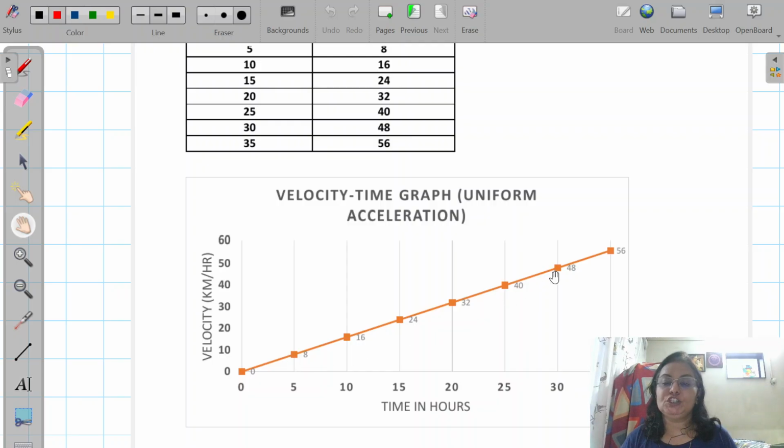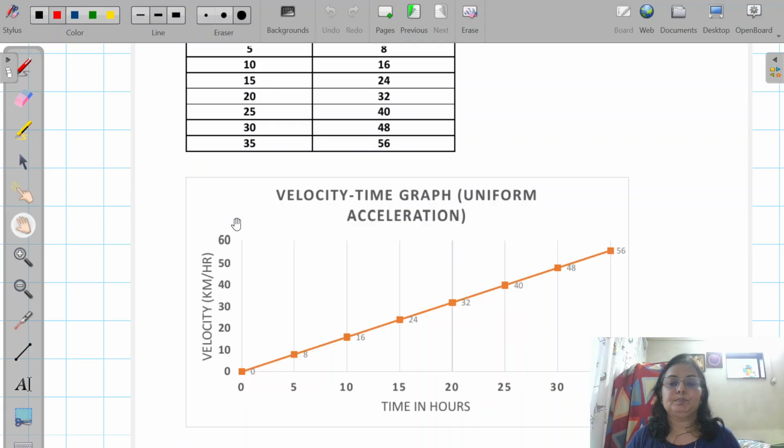So velocity is changing and we know acceleration is defined as change in velocity upon time. So this object is moving with uniform acceleration. When an object moves with a constant change in velocity with change in time, we say that the object is moving with uniform acceleration.